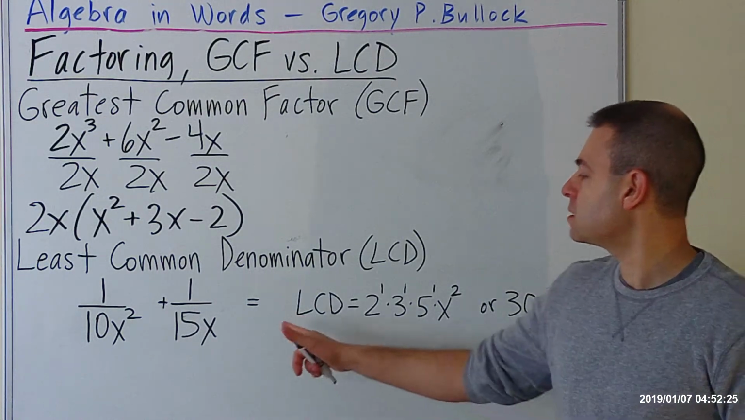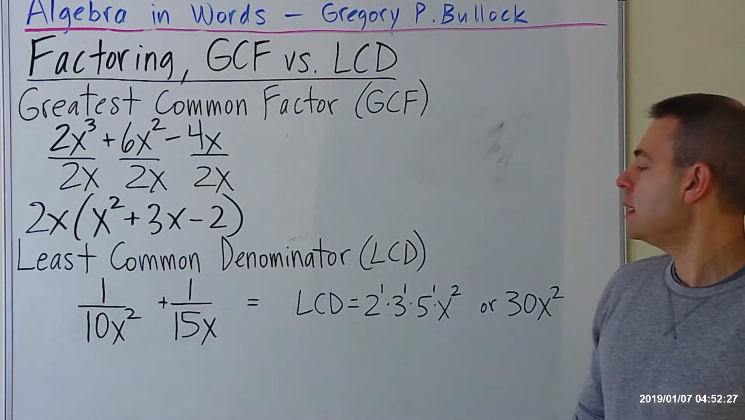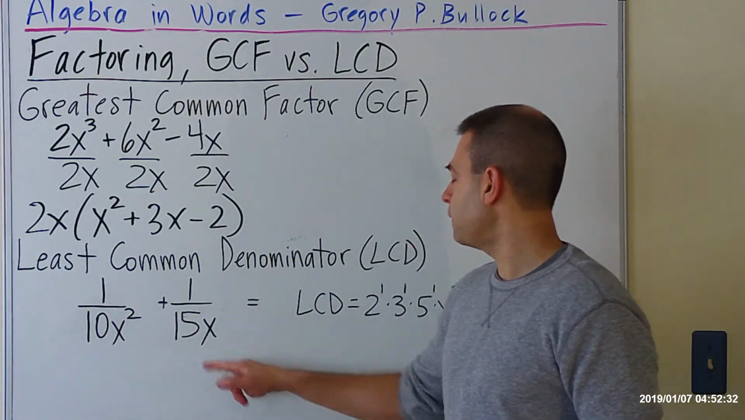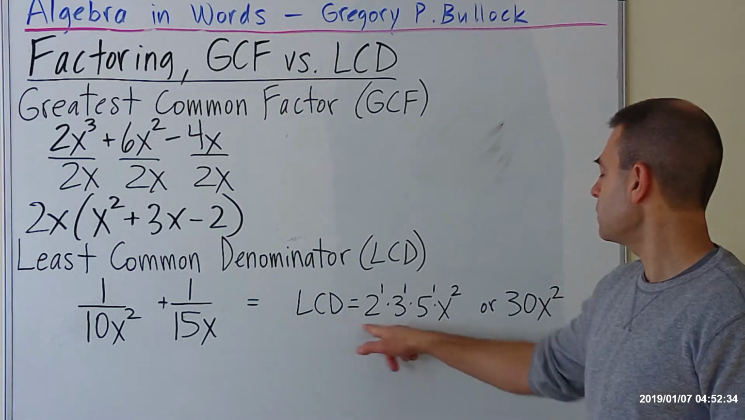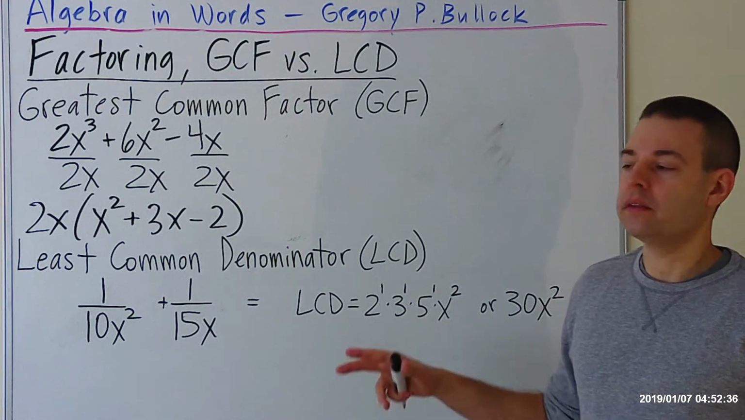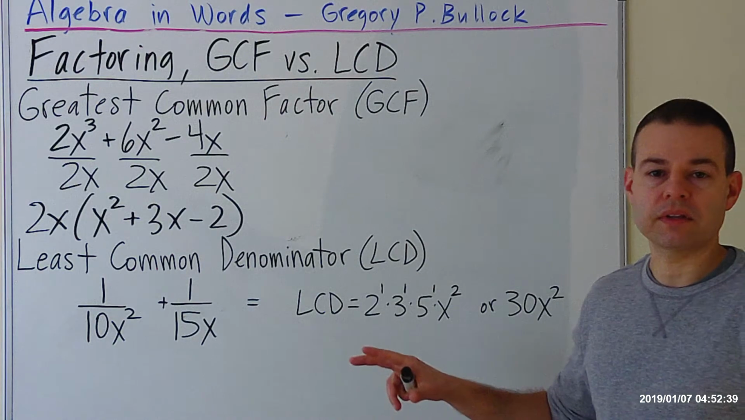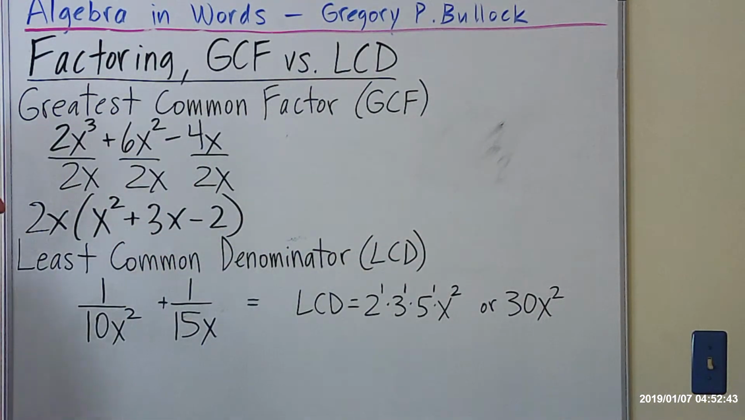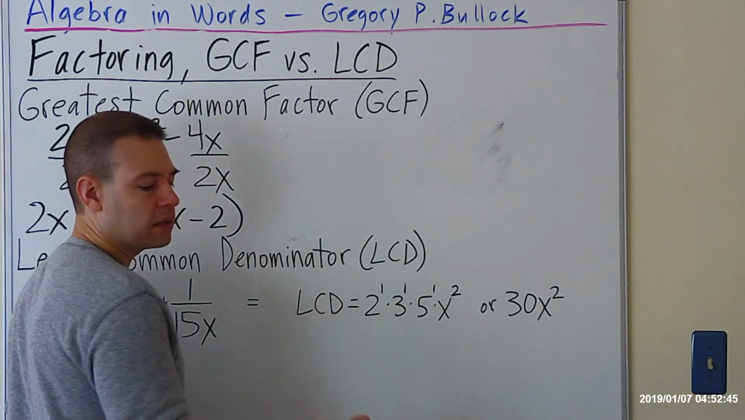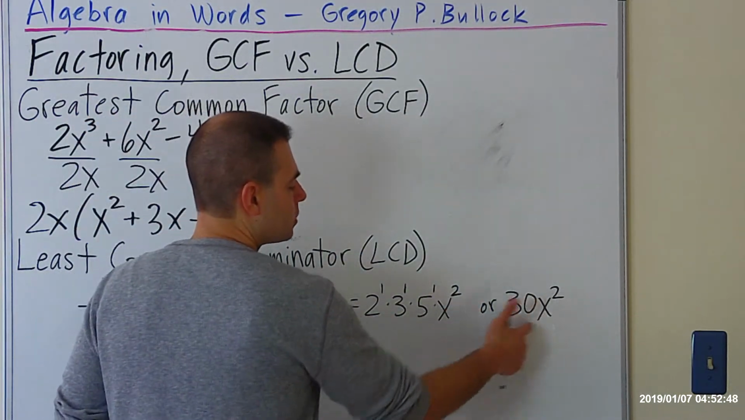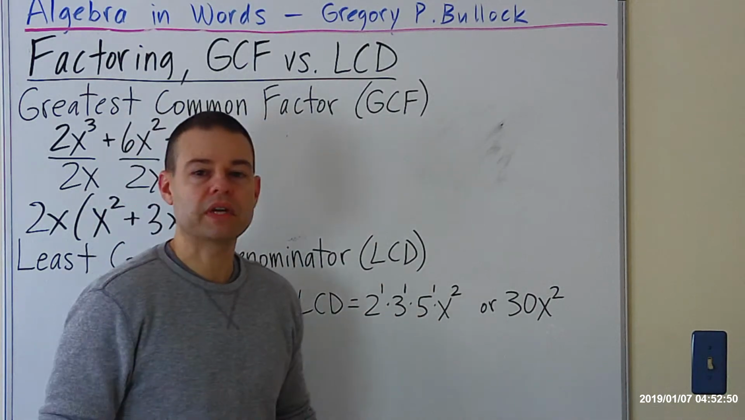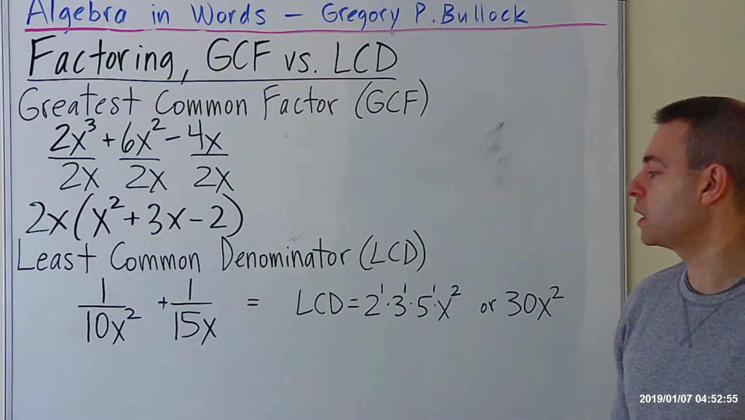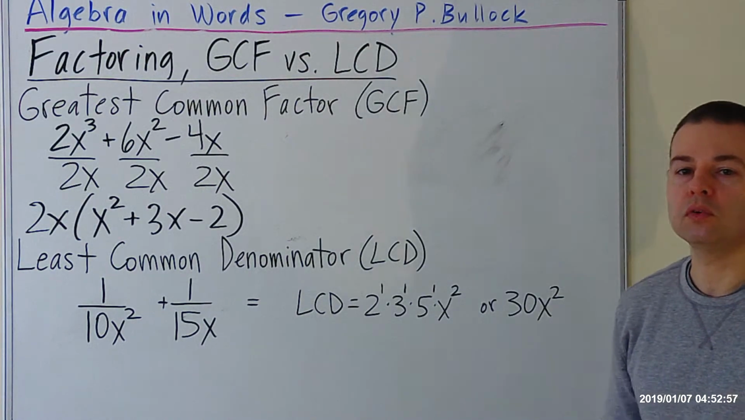Alright, so anyway, let's look at this problem. We want to find the least common denominator of 10x squared and 15x. I factored the LCD out for you already. We're going to do prime factorization later in this video, but for now, I wrote it out. Again, I'll teach this in a minute, but the least common denominator we determined is 30x squared. So what do you do with the least common denominator, 30x squared? What does it mean? Well, here's what you have to do with it.